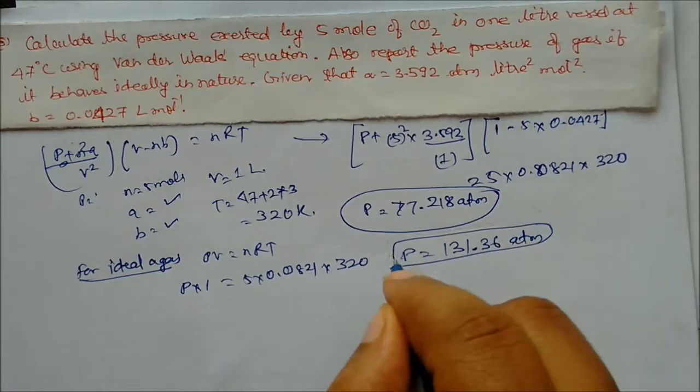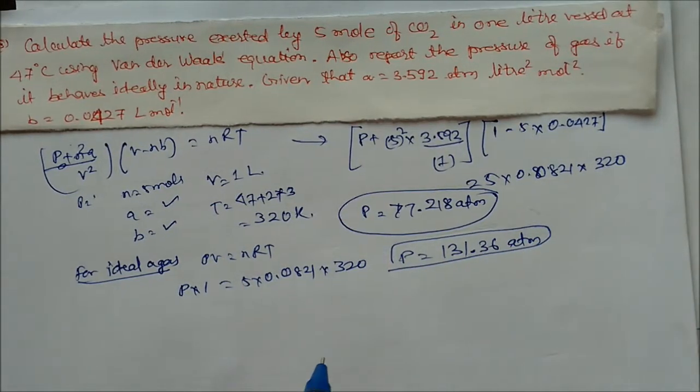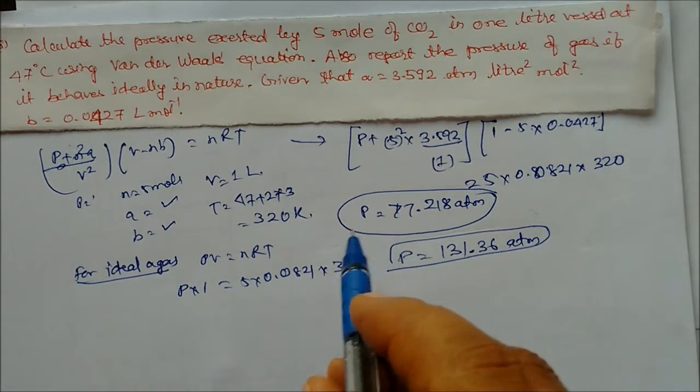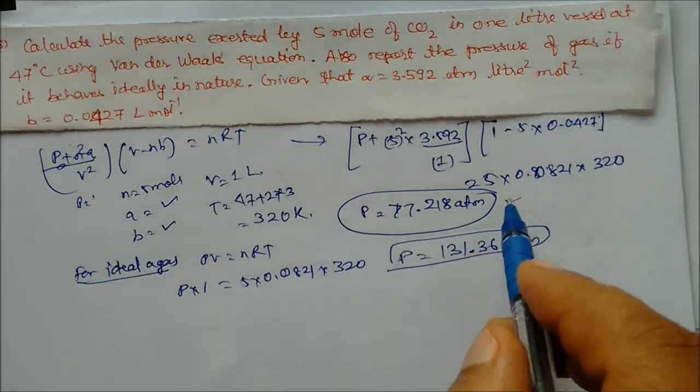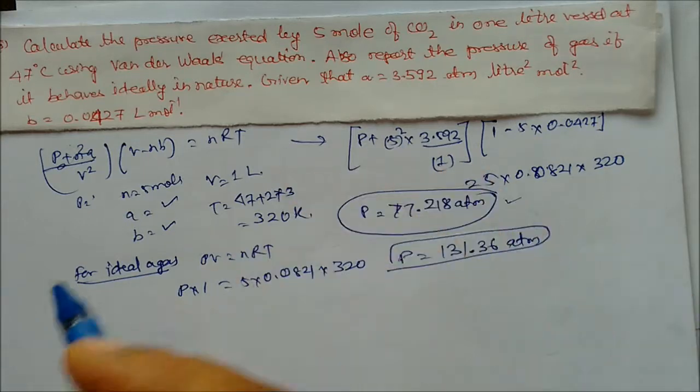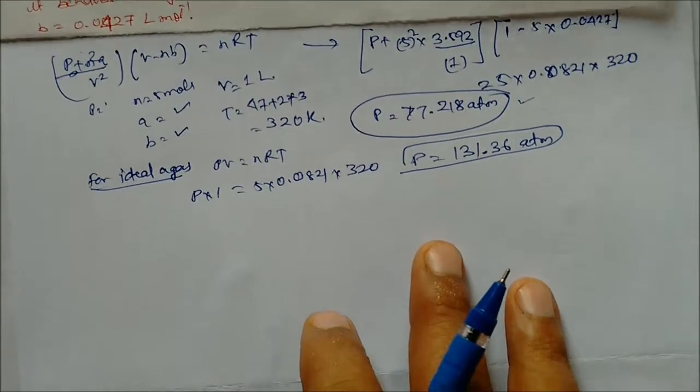So we can compare these two data: pressure of the ideal gas and pressure of the real gas. The pressure of the real gas is lesser than the ideal gas. So why is this less? We know very well, because there is an intermolecular force of attraction that takes place between the molecules.